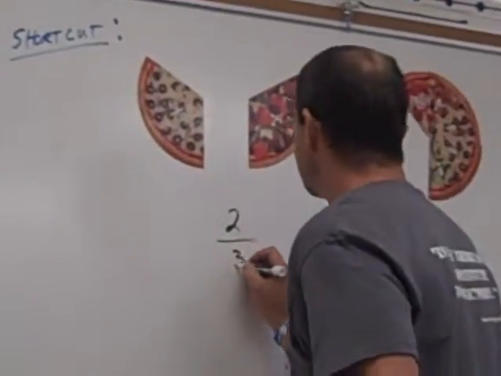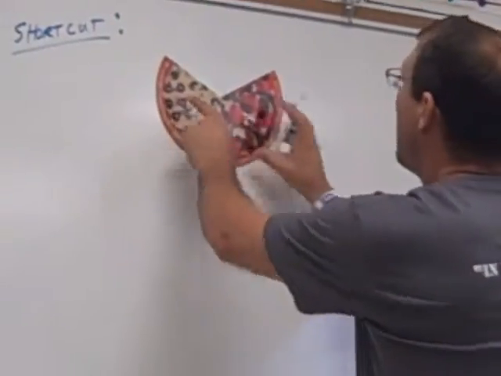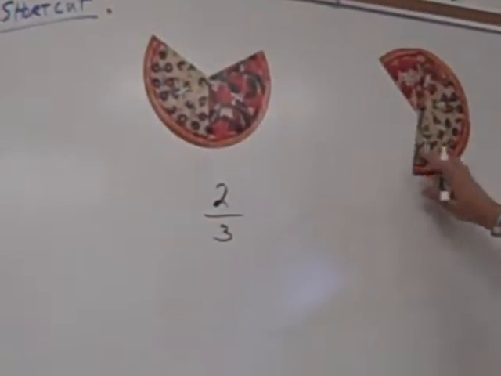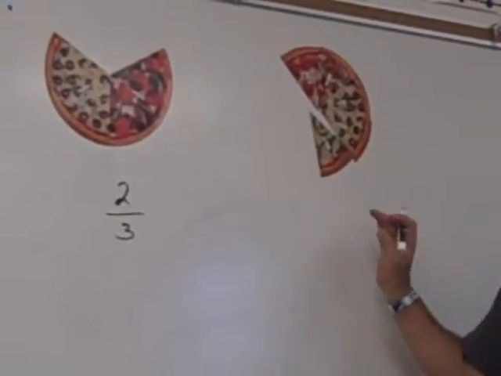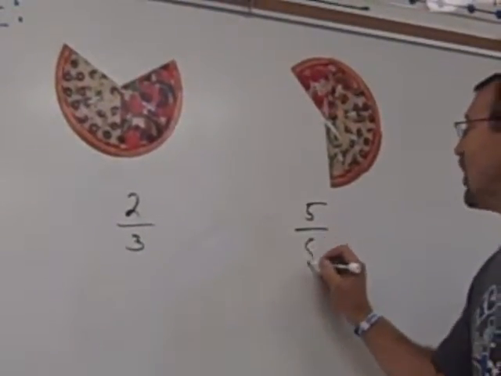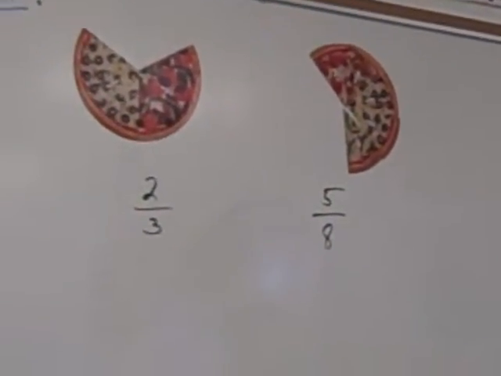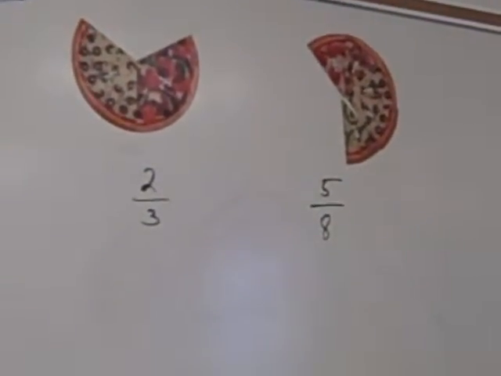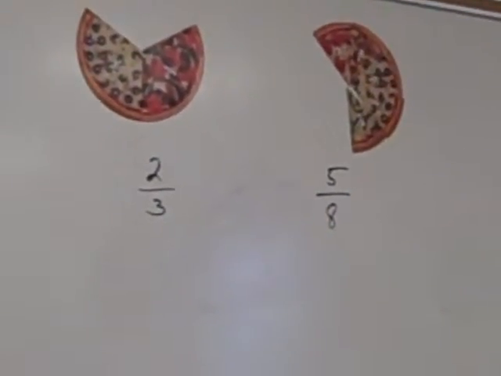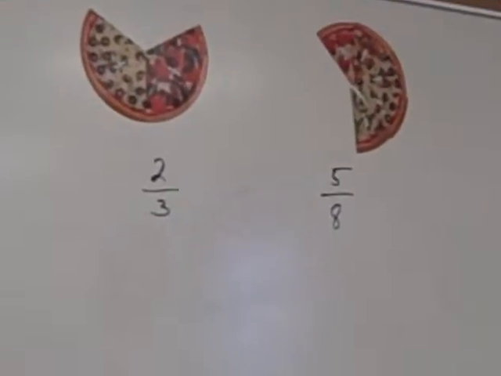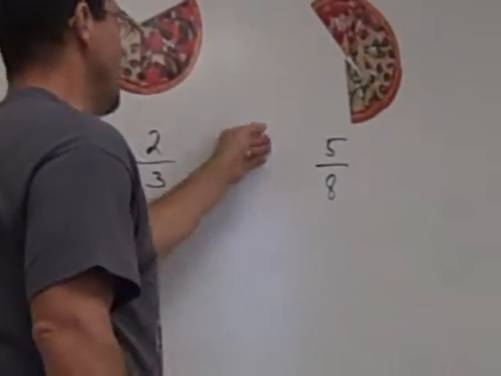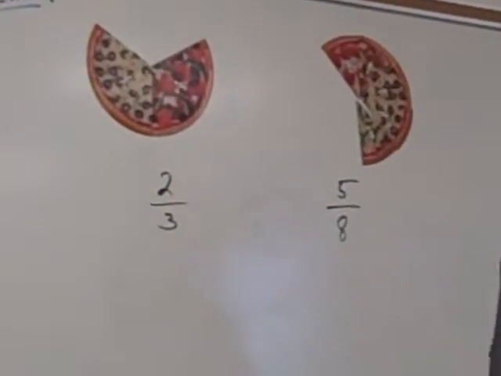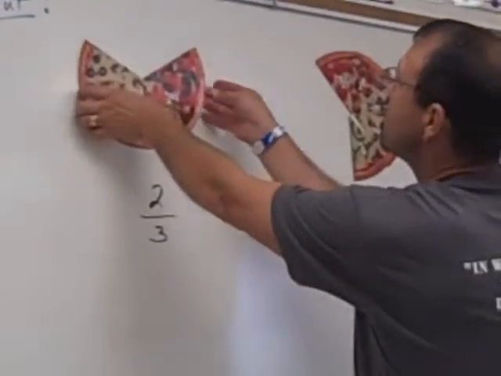Right, Tia? This one over here is what? 5 1/8, but how do we write it? 5/8. So I'm comparing 2/3 versus 5/8. Now last week we learned things may look different, but they might be equal, right? These look different. I don't know if they're equal or if one of them's bigger than the other one.